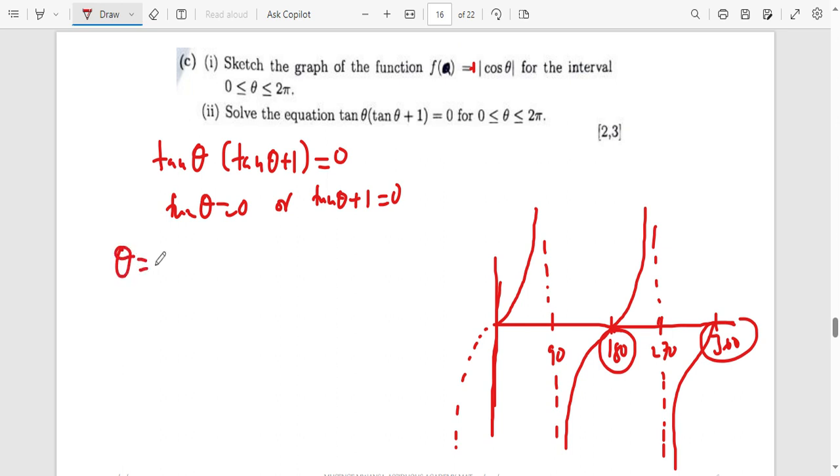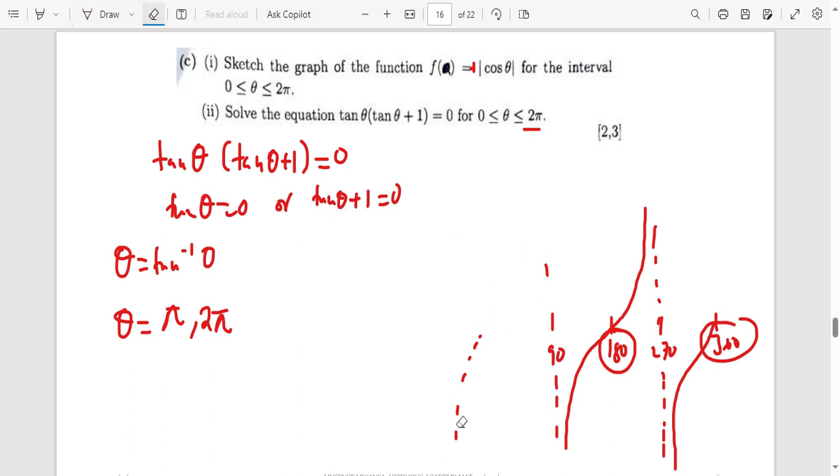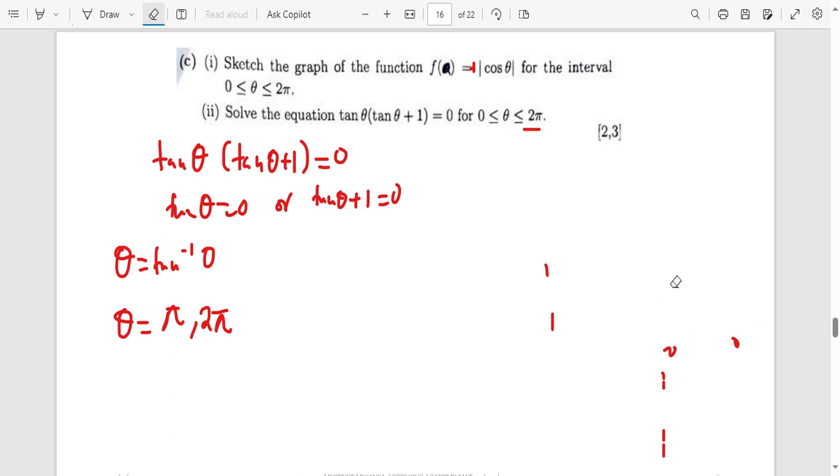So to find theta, we're supposed to say tan inverse of 0, and tan inverse of 0 is actually this one. We are giving the answers in radians. It's 180, which is pi, and 360, which is 2 pi. Okay, and then we come to this one, which is tan theta plus 1 is equal to 0. What we want to do here is take the 1 to the other side, so the left side will remain with tan theta. So that gives us tan theta is equal to -1.